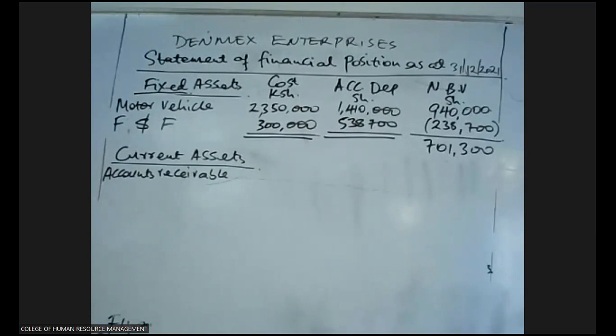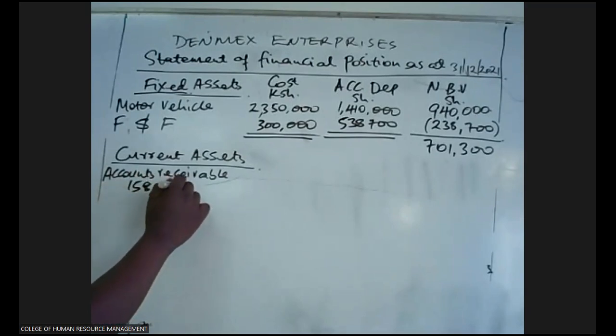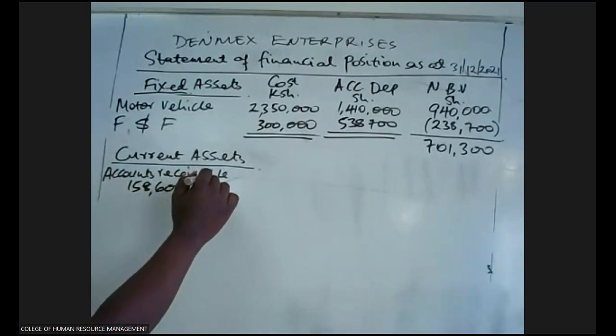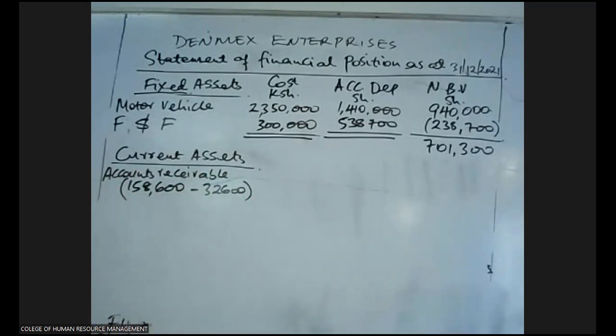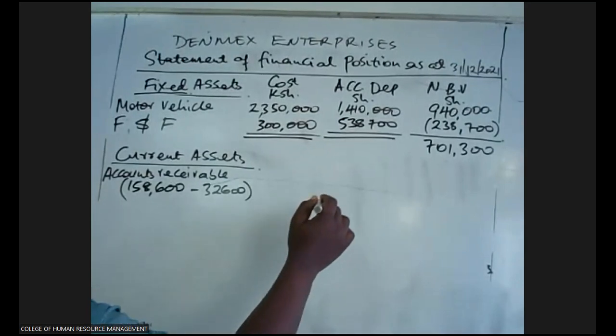So the accounts receivable, what we were expecting to receive is 158,600. But out of this, 2,600 will never be recovered. Minus what you are not going to recover, so that you can determine the amount that will be recovered from the debtors. Minus that 2,600, you get 126,000.